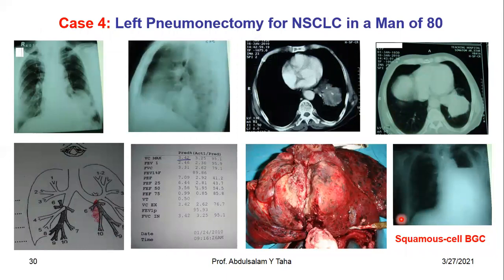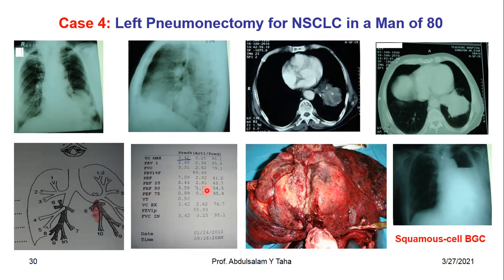The fourth case was a left pneumonectomy for non-small cell lung cancer in a man of 80. So that was an 80 years old man, a chronic and heavy smoker, with an opacity in the left lower lobe. As you can see, it is evident also on the CT scan. Bronchoscopy revealed a total occlusion of the basal segmental bronchi of the left lower lobe by tumor. The patient was scheduled for left lower lobectomy.